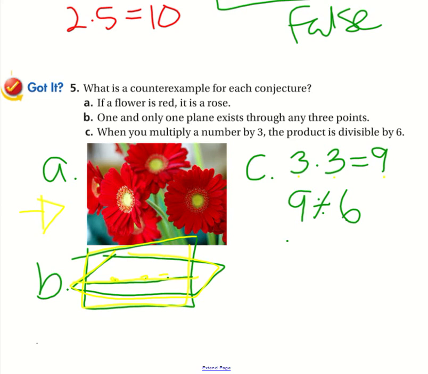If you have different counterexamples, but they still prove the same point, then that was exactly what we were trying to get at. So this is the end of Lesson 1 of Chapter 2 of Geometry.